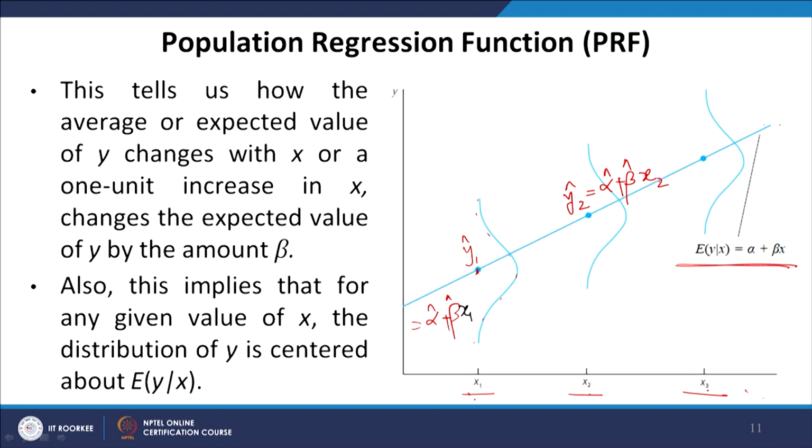Now, this tells us how the average or expected value of y changes with x, or a 1 unit increase in x changes the expected value of y by the amount beta. Also, this implies that for any given value of x, the distribution of y is centered about expected value of y given x. So, this is the distribution of y for any given value of x, and it is centered about the population regression function.